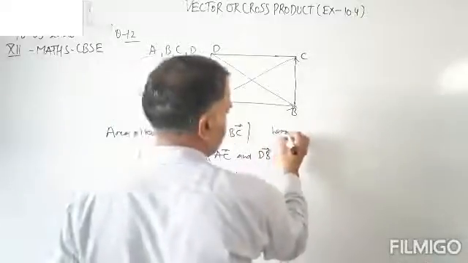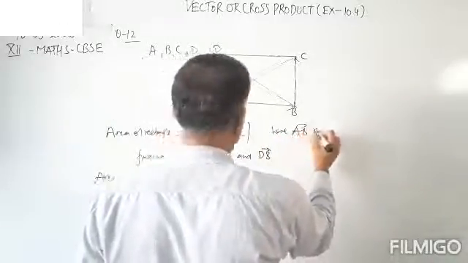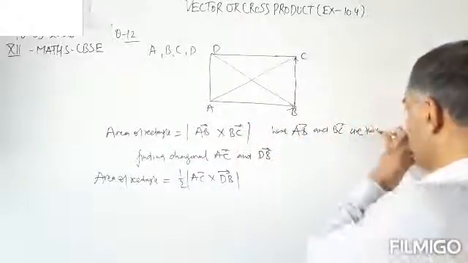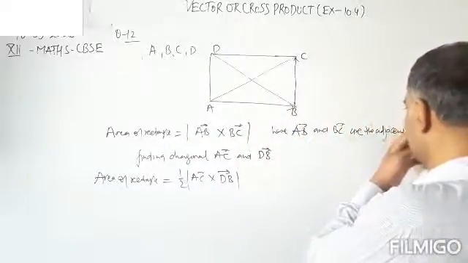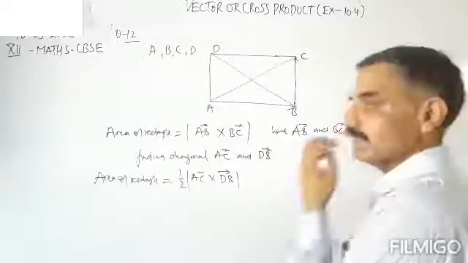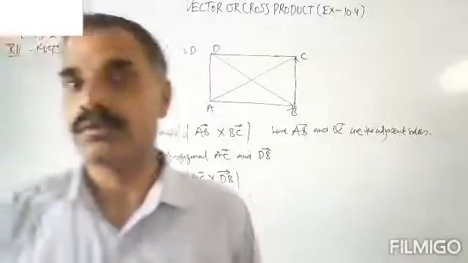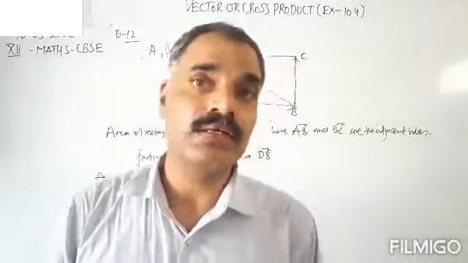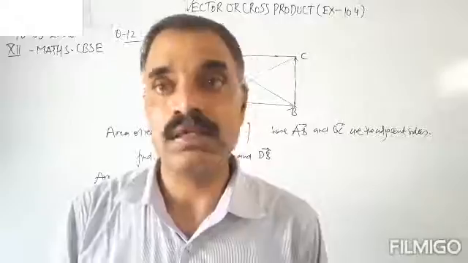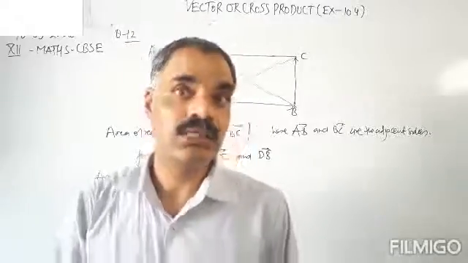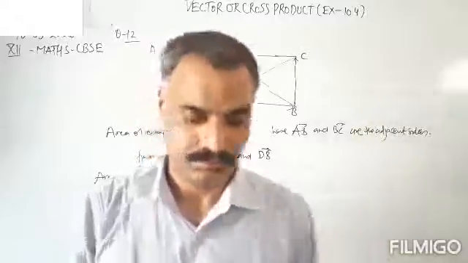Here AB vector and BC vector are the adjacent sides of the rectangle ABCD. So in this way we can find the area of the rectangle using both formulas, and both formulas will give the same result. Okay, thank you.